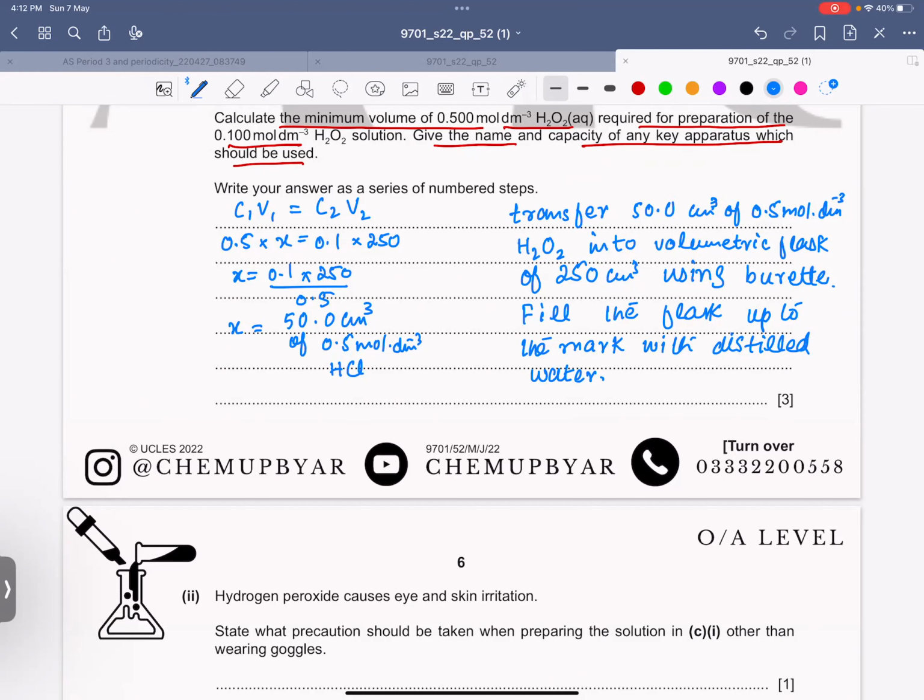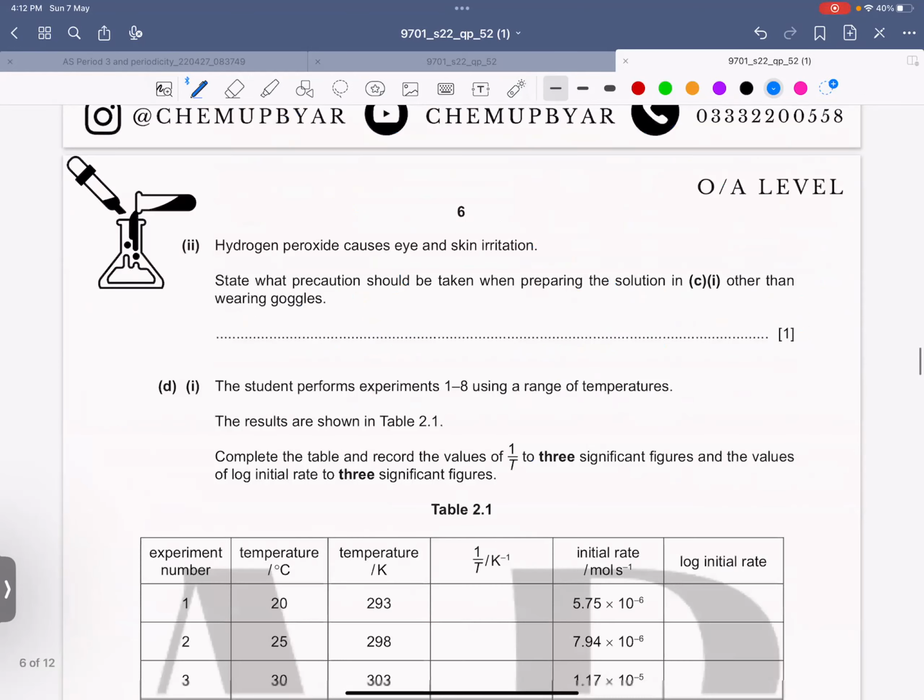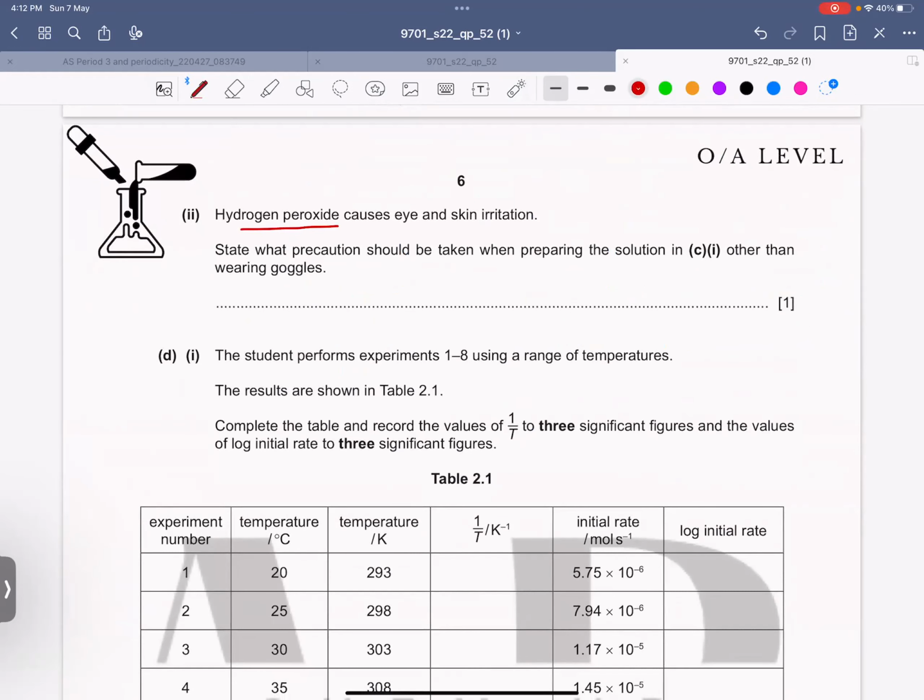Yes, sir. Now part 2. Hydrogen peroxide causes eye and skin irritation. State what precautions should be taken when preparing the solution in C1 other than wearing goggles. So wear gloves. Yeah, but always, when there is skin irritation, you have to write that the student must wear gloves. So you must write chemically resistant gloves, okay? For skin.